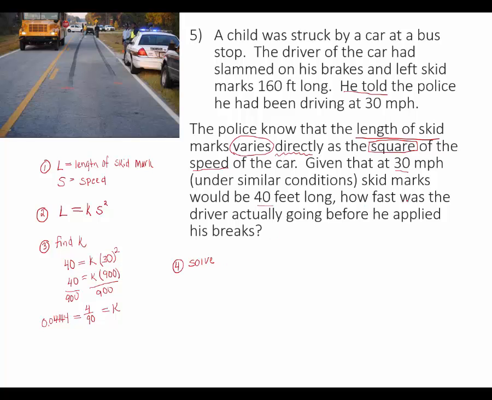So the question is, how fast was the driver actually going before he applied brakes? So we want to know the speed. We know that at the scene of the accident, the skid marks were 160 feet. We know K is this 4 over 90, or you could use that as a decimal approximation. And we don't know speed, and we have that squared. So in order to solve this, we're going to try to get the S by itself. So I'll divide both sides by my constant of K.